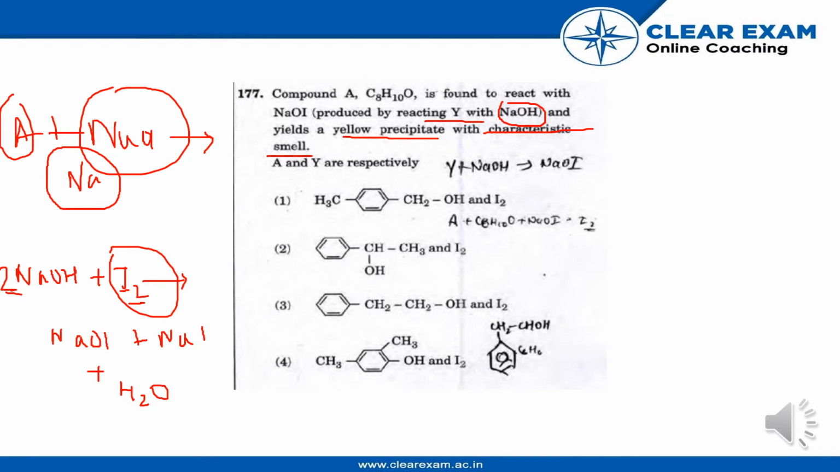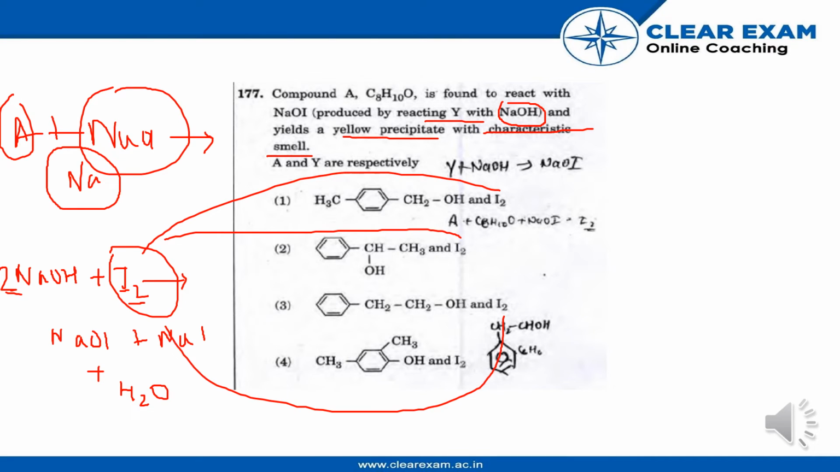So here we'll look for iodine. We have iodine in two options, one is this, one is this. We have four iodines here. We have the second compound with us. Now we need to find the first compound.